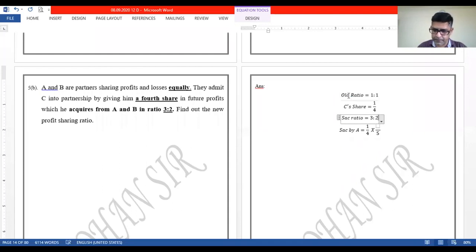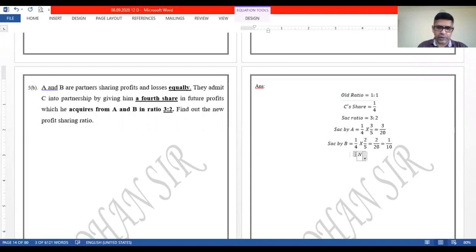3 by 5. So that will be equal to 3 ones are 3 by 20, right? That is the sacrifice by A. In the similar way, sacrifice by B. Together they have sacrificed 1 by 4 into 2 by 5. Okay, 3 ratio 2 was the sacrifice ratio, that's why. So this will be 2 by 20. Otherwise you can make it 1 by 10, and also you can reduce it, right?